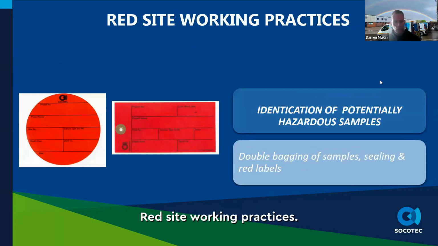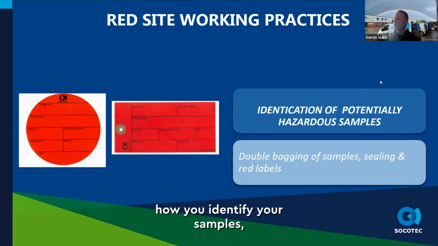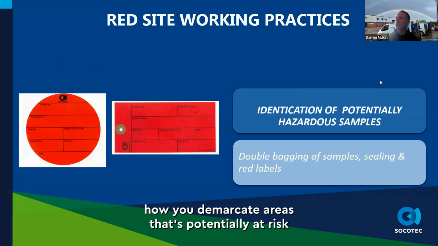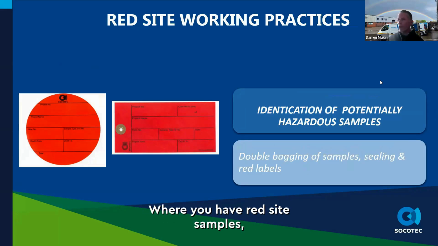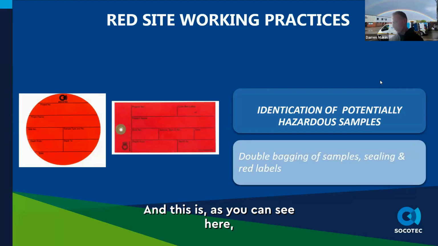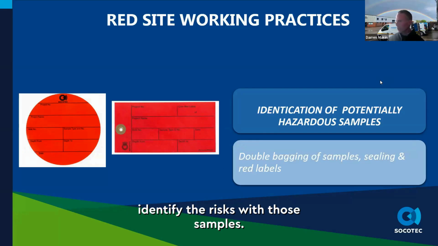Red site working practices. In the guidance, it covers how to manage red sites, how you identify your samples, and how you demarcate areas that are potentially at risk to the workforce. So all those things have to be considered. Where you have red site samples, they must be identified as red sites, so everybody's aware of the risk. And as you can see here, some familiar labels that we use regularly within our business when working on red sites identify the risks with those samples, so everybody's aware it's a red site.